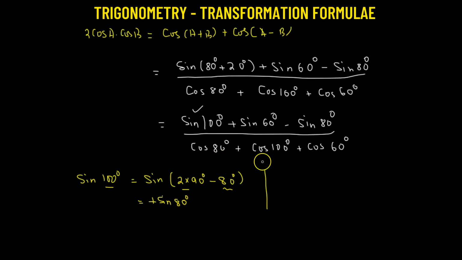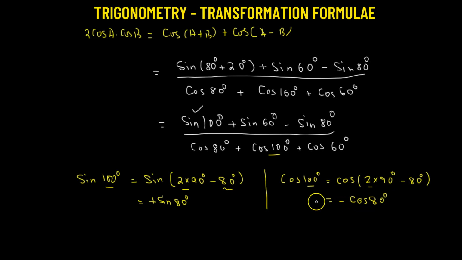Now coming to the denominator, here we have cosine 100 degrees. Using the same logic, we can rewrite 100 degrees as 2 times 90 degrees, and from it if we subtract 80 degrees, we're going to get cosine 100 degrees. Similarly, we have an even multiple of 90 degrees, so cosine will remain as cosine and the angle will be 80 degrees, but this time, 100 degrees being in the second quadrant, the cosine function is negative. So we can say that cosine 100 degrees is equal to negative cosine 80 degrees.